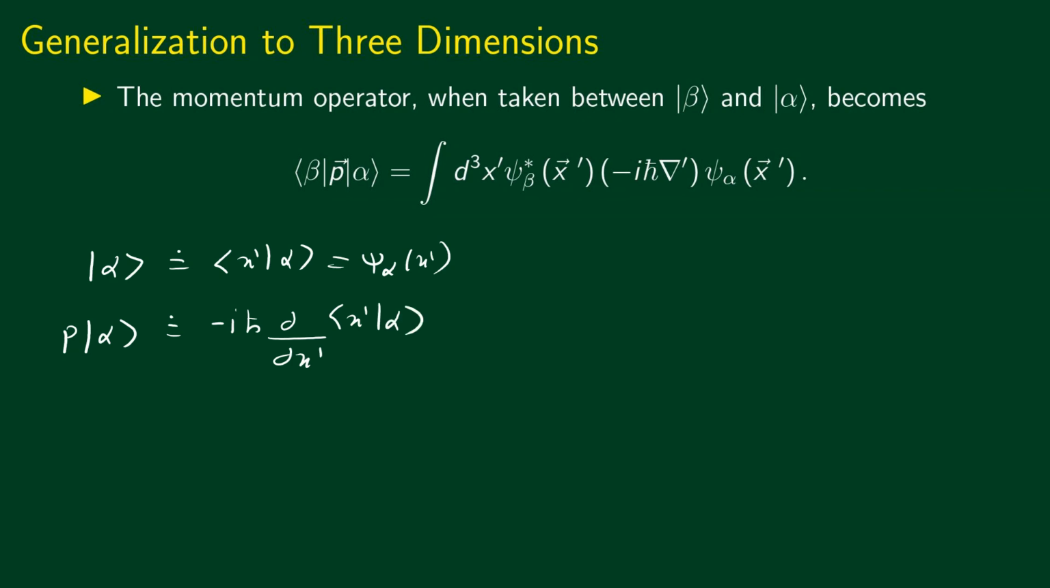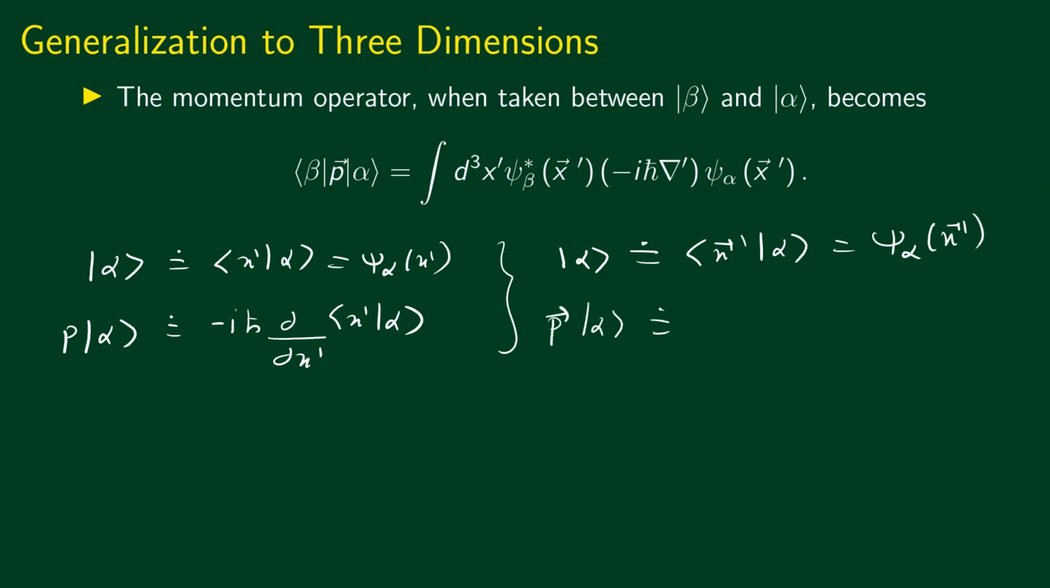Right? Now this can be directly generalized to 3 dimensions. When we go to 3 dimensions, this ket alpha, as we have seen, is represented by bra x vector prime ket alpha, and we write this as psi alpha of x vector prime. Okay, and the action of the p vector on ket alpha will be represented like this. All right, we see that p acting on ket alpha in the one-dimensional case has just one component. It's a partial derivative with respect to x prime. All right, so when we go to 3 dimensions, this should actually have 3 components.